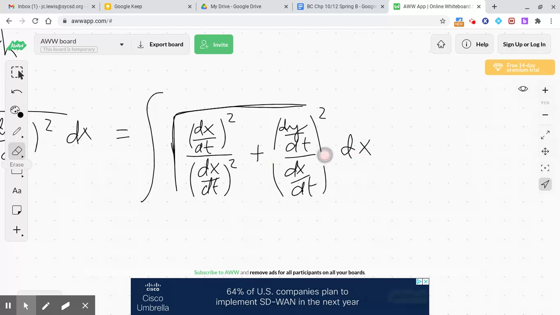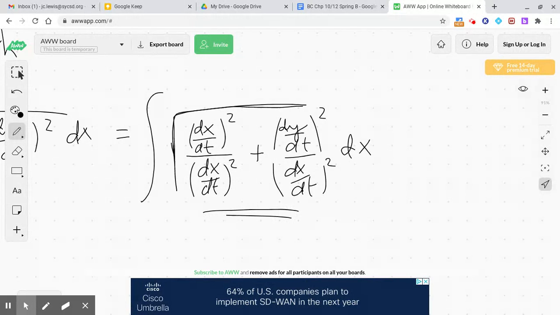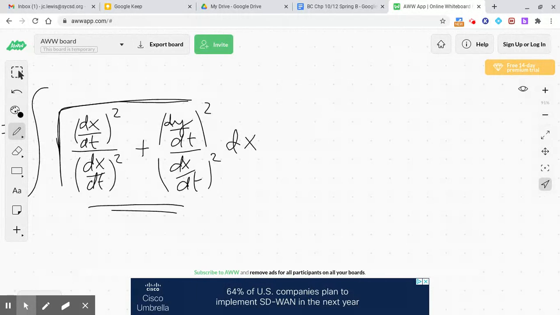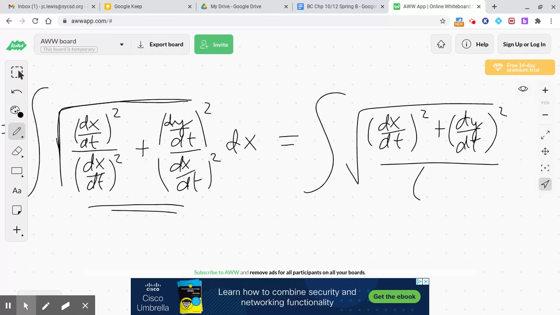The cool thing about this is I can actually dig in and use the power of the eraser. I'm going to make this two separate pieces, and say that's really the same thing as dy/dt squared over dx/dt squared. And from there, I can use my common denominator to add these fractions together. So I get the integral of the square root of dx/dt squared plus dy/dt squared all over dx/dt squared, dx.